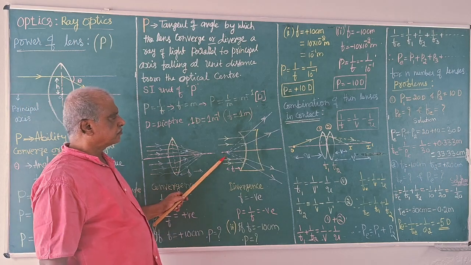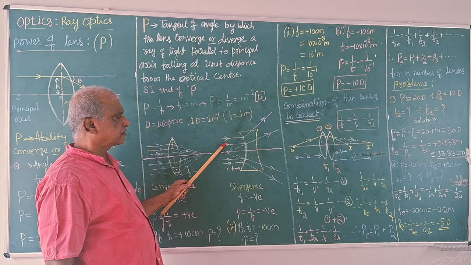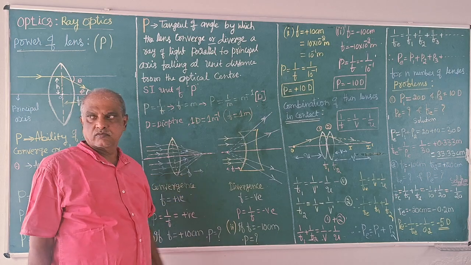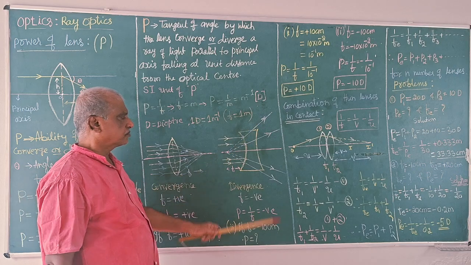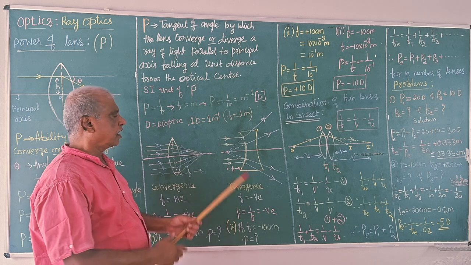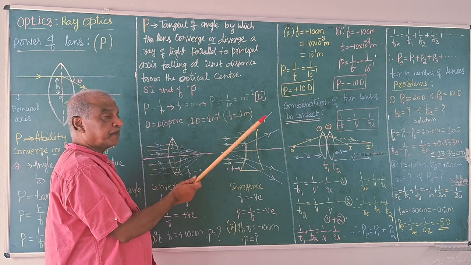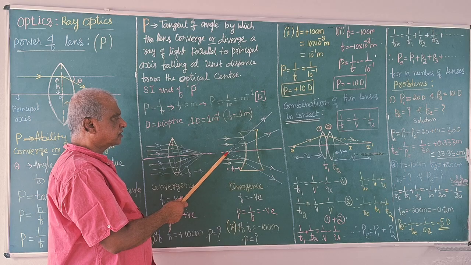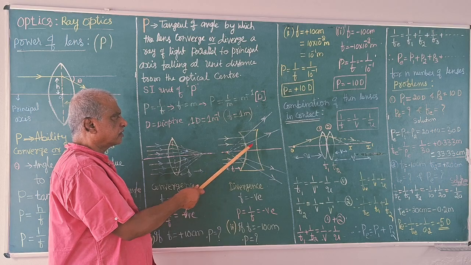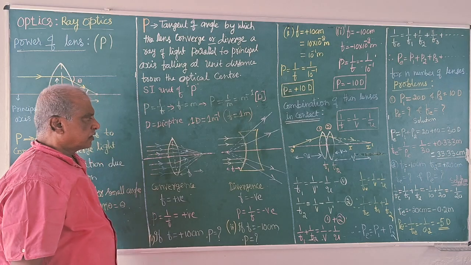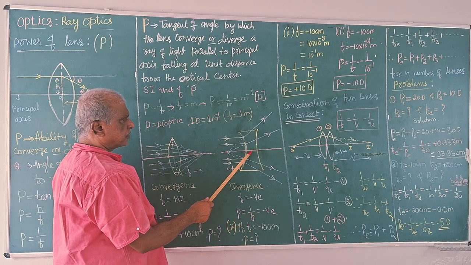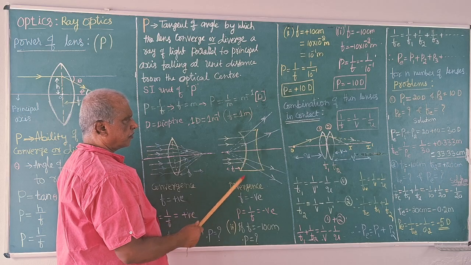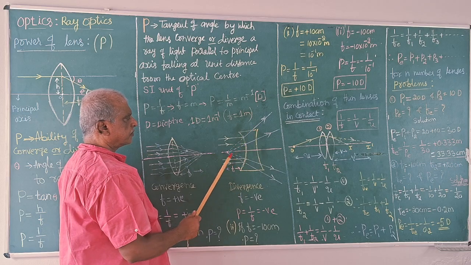Diverging lens means all the light rays after passing through the lens diverge, spread out, and appear to diverge from the point on the principal axis. This point is known as focal point of this lens. And the distance between this point and this point is called as focal length. It is called as divergence. Appear to diverge from the point.